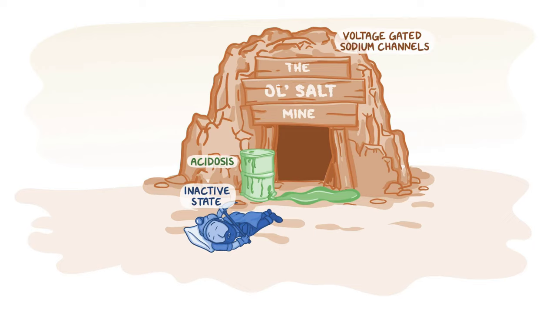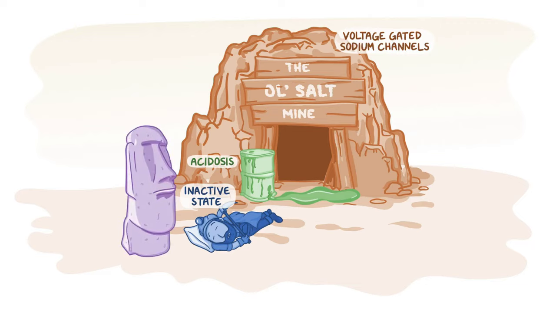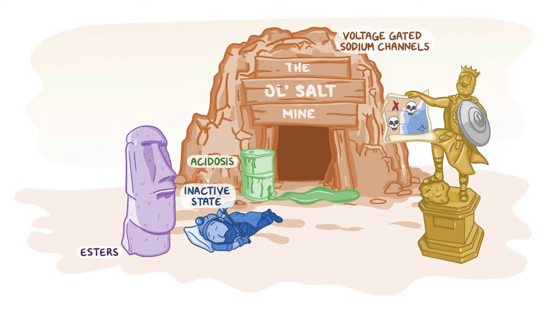Since small myelinated nerves are affected first, we can make the miner skinny and give him a blanket. Near the entrance of the mine are two large statues. An Easter Island head represents the esters, and a gold statue of King Midas, who turned everything he touched to gold, represents the amides. On top of the Easter Island head are the esters reserved for topical use only.